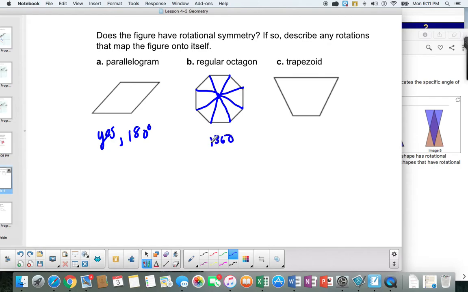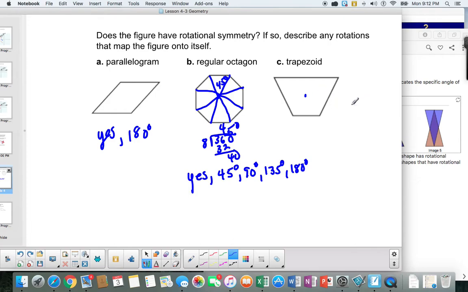Okay, so if you divide 8 into 360, you get 45. So each one of these angles is 45 degrees. So we're going to say yes. If you turn 45 degrees, you're going to see the octagon turn onto itself. And then multiples of 45: 90, 135, and then 180. Now the trapezoid here has no rotational symmetry. It actually takes the whole 360 degrees to map onto itself. And remember, the definition says 180 degrees or less.